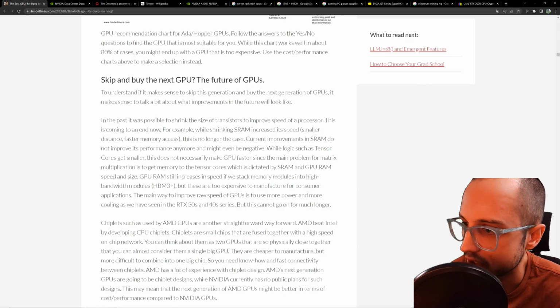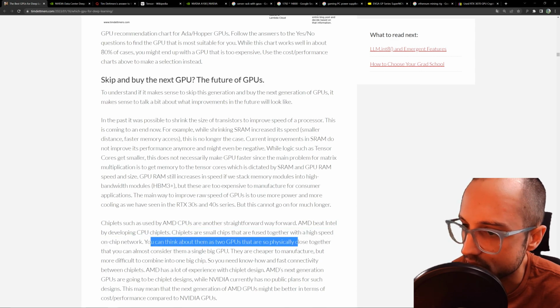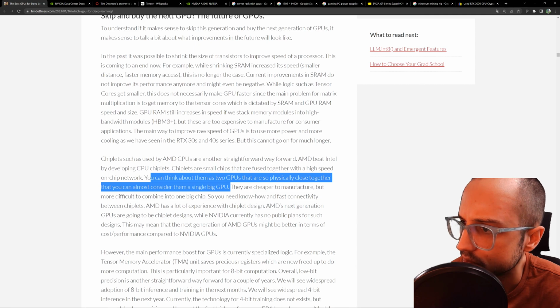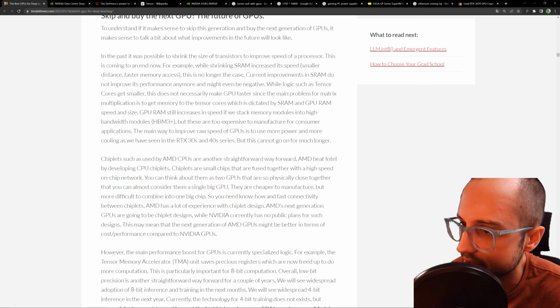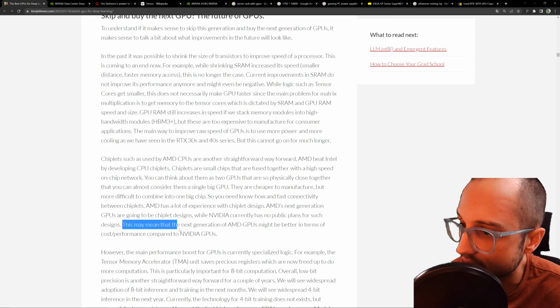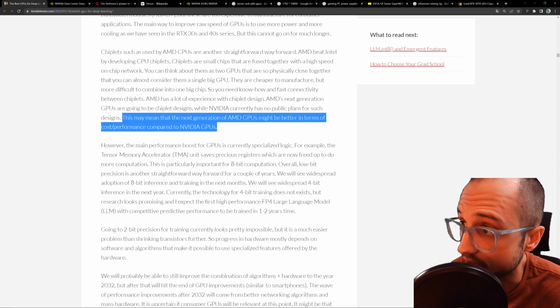Chiplets. Chiplets are small chips that are fused together with a high-speed on-chip network. You can think of them as two GPUs that are so physically close together that you can almost consider them a single big GPU. AMD has a lot of experience with chiplet designs. AMD's next generation GPUs are going to be chiplet designs, while NVIDIA currently has no public plans for these. This may mean that the next generation of AMD GPUs might be better in terms of cost performance compared to NVIDIA.